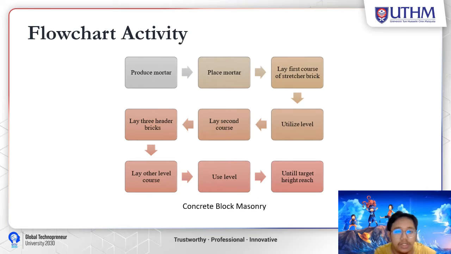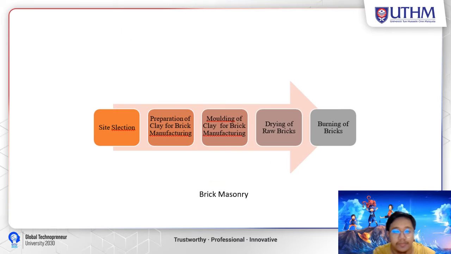Okay, for the project activity, the first picture shows the project activity for concrete block masonry. First is produce mortar, after that place mortar, then lay first course of structure brick, after that utilize a level, and then lay second course, and after that lay 3 header bricks, then lay other level courses, and use level until target height is reached.